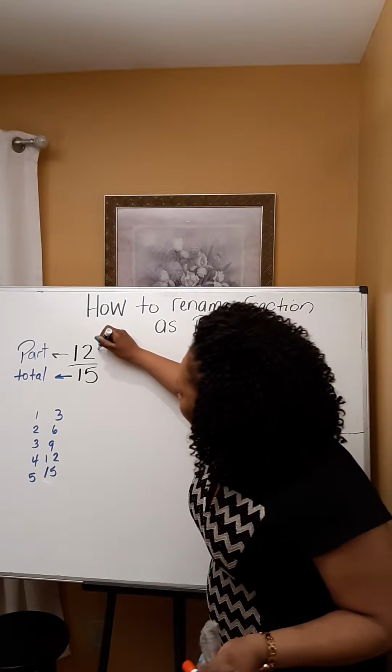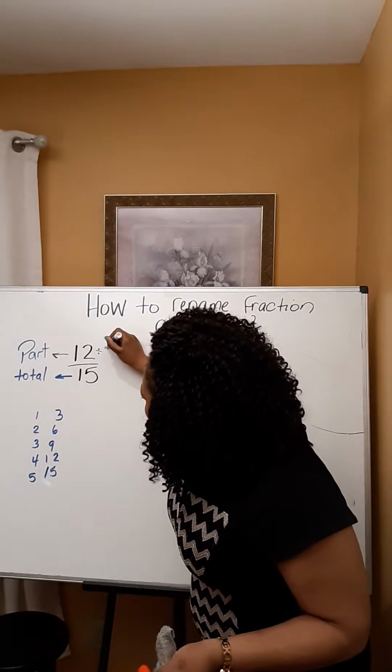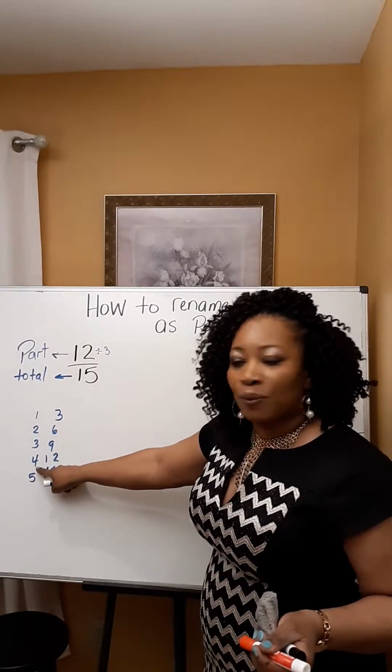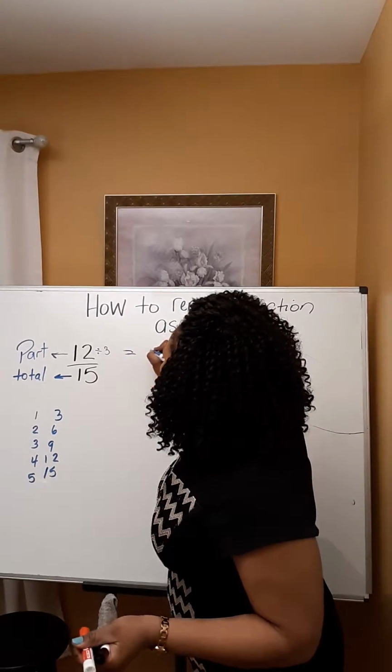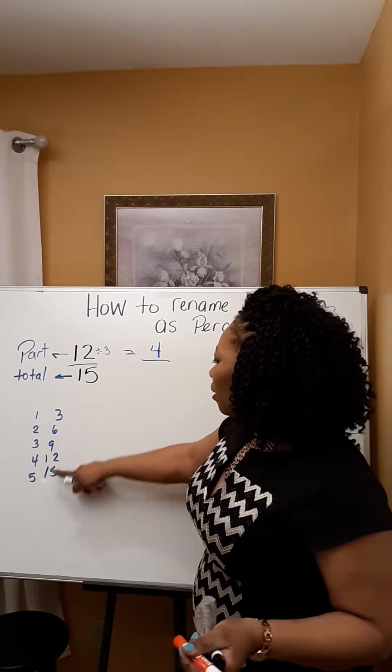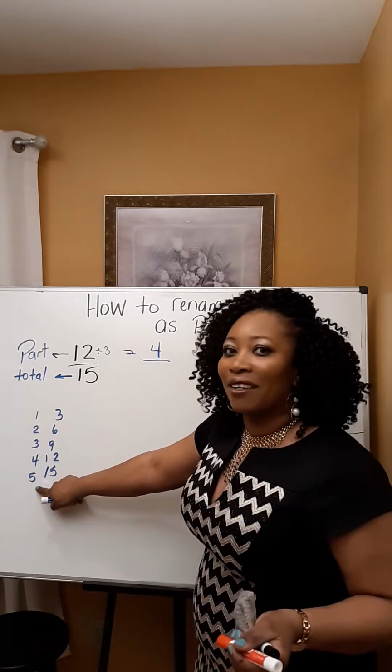So it means that when I divide by 3, I'm going to get 4. That's the number of groups. So I'm going to equal 4. When I divide by 3, I'm going to get 5.